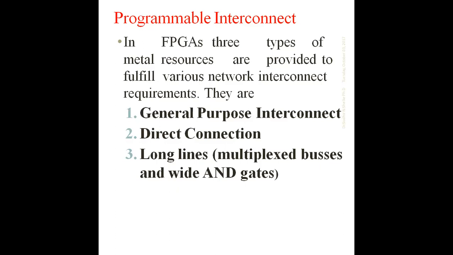There are 3 basic types of programmable interconnect. First one is called the general purpose interconnect. Second is called the direct connection. Third is the long line, that is the multiplexed buses and wide AND gate. One is general purpose, second is direct, and third is long line.